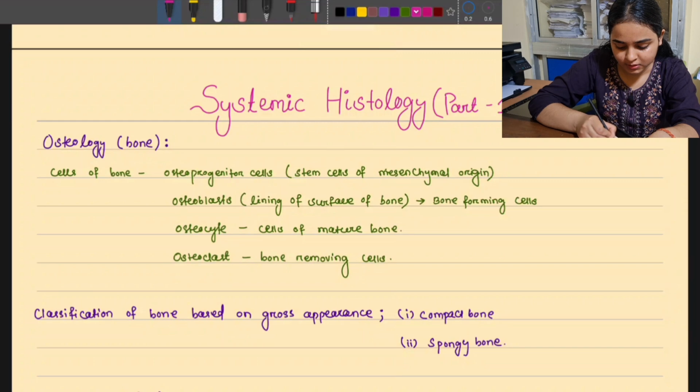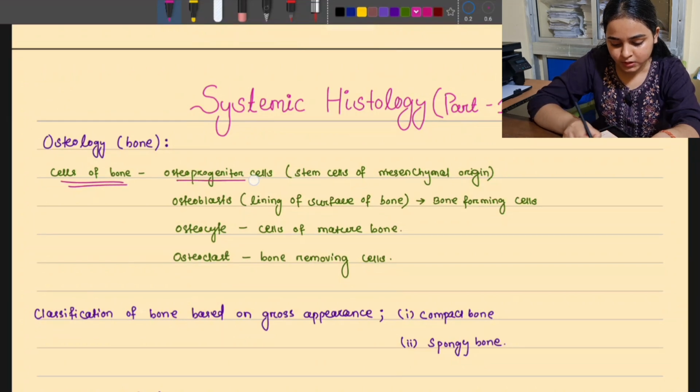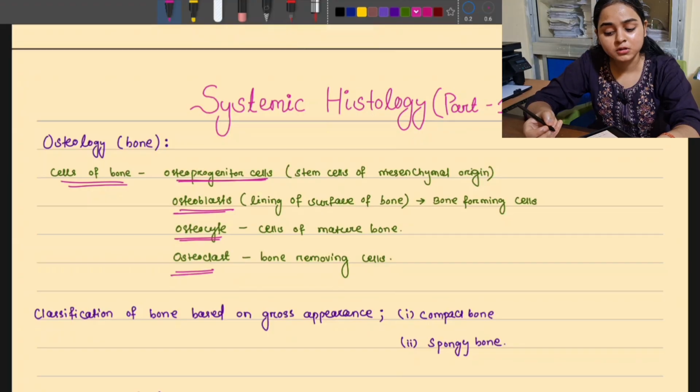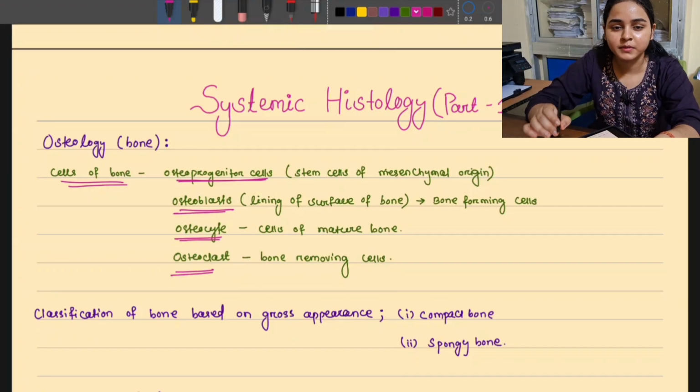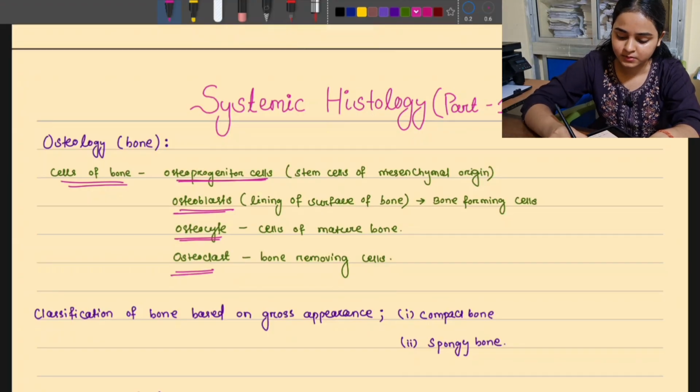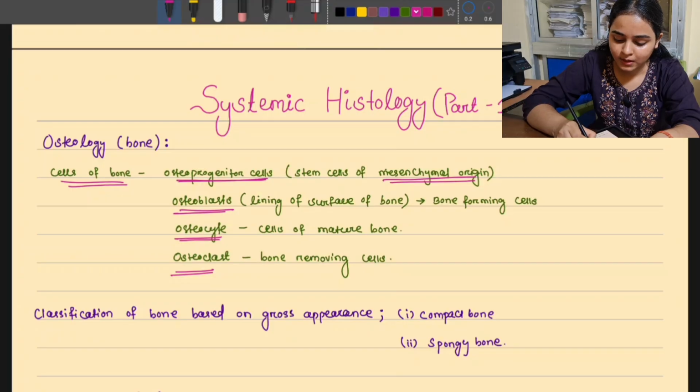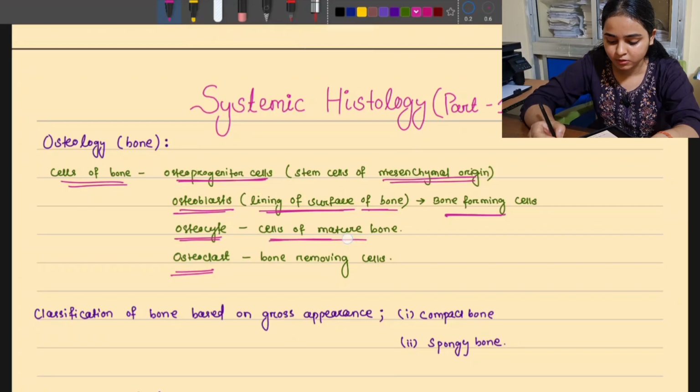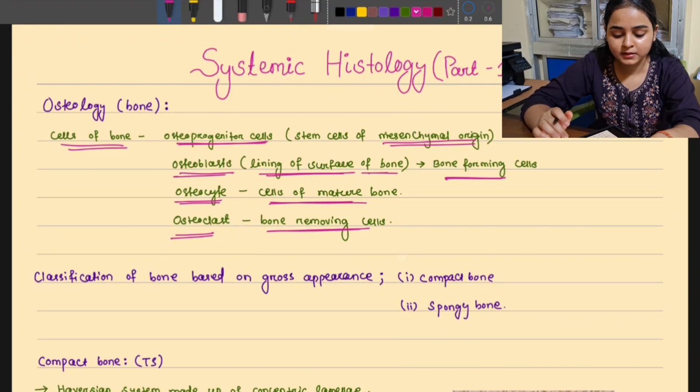So what are the cells of bone? These are osteoprogenitor cells, osteoblast, osteocyte and osteoclast. So osteoprogenitor cells are the stem cells of mesenchymal origin that are the most primitive cells of bone, and osteoblasts are lining the surface of the bone, that is also known as the bone forming cells. Osteocyte are cells of mature bone, and osteoclast is the bone removing cell that eats up the bone or bone macrophage. So these are the cells of bone.